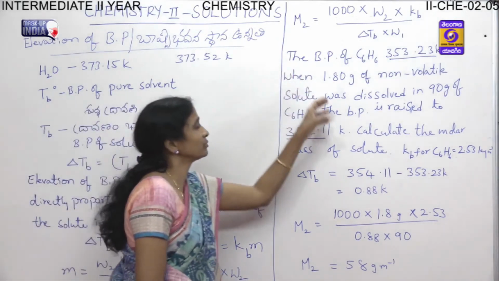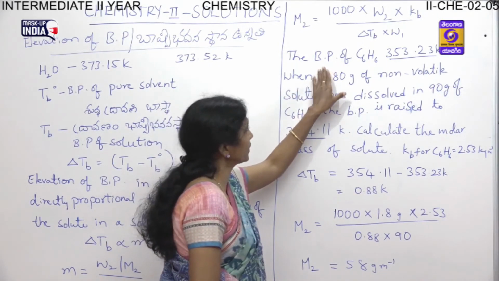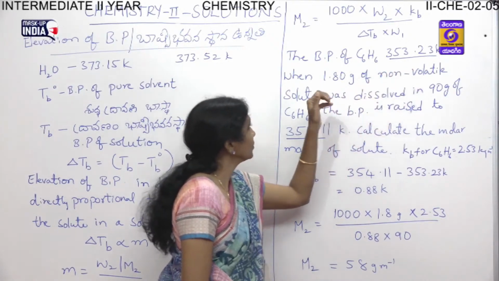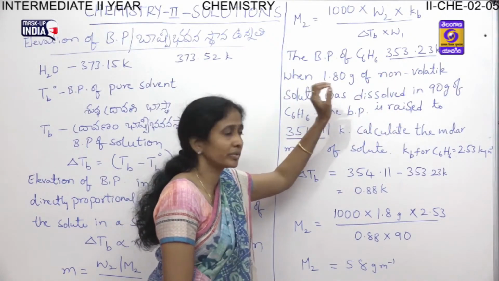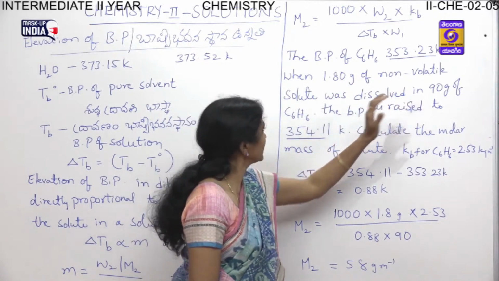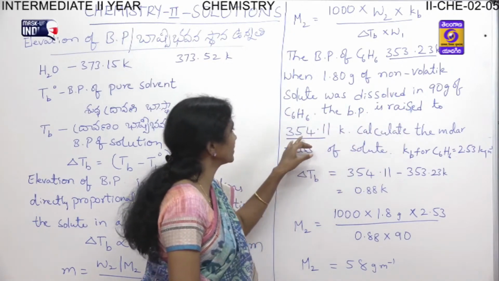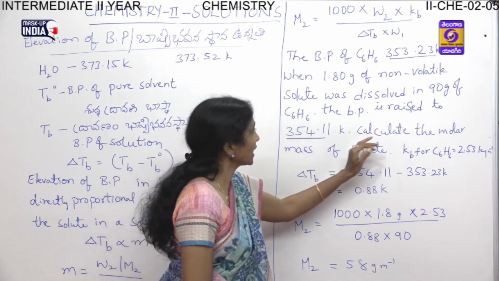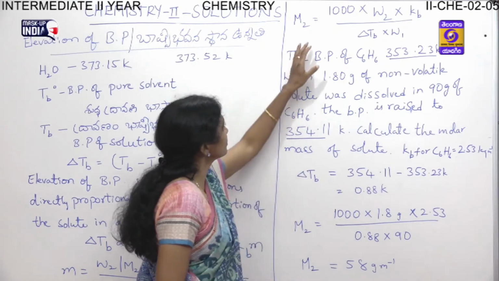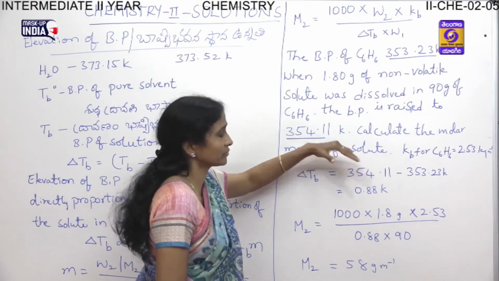So fine, one problem we are going to solve here. What is the problem? The boiling point of benzene is 353.2 Kelvin. When 1.80 grams of non-volatile solute was dissolved in 90 grams of benzene, the boiling point is raised to 354.11 Kelvin. Calculate the molar mass of solute. Okay, so here what has been given? We have to find out the molar mass of the solute.